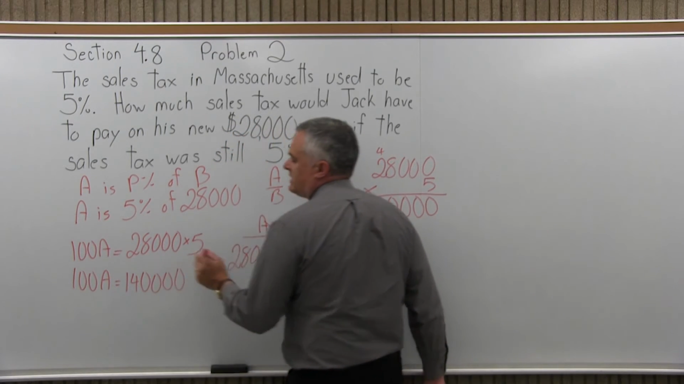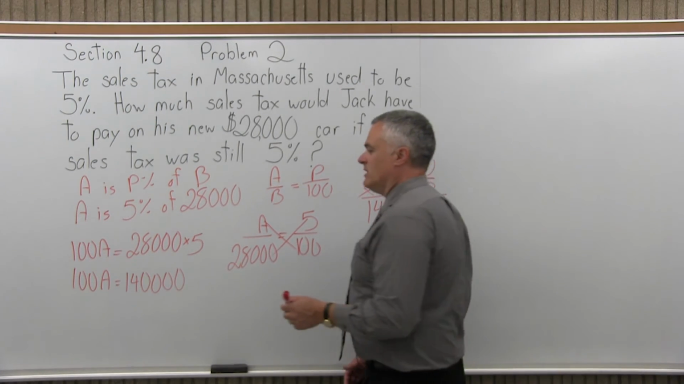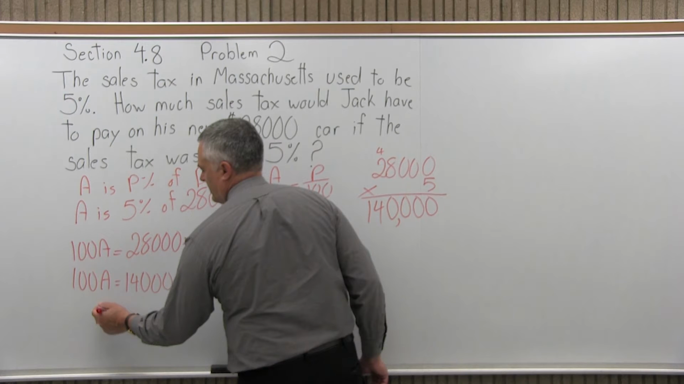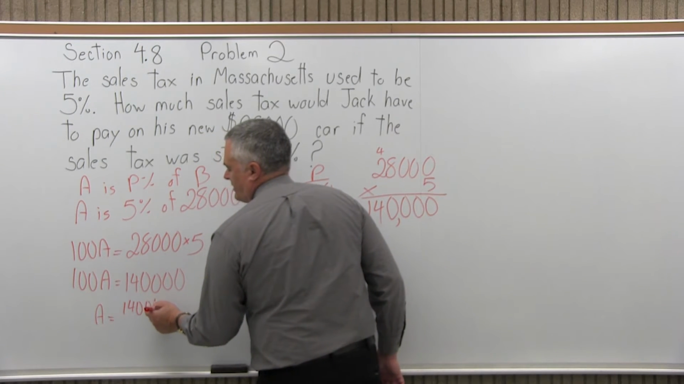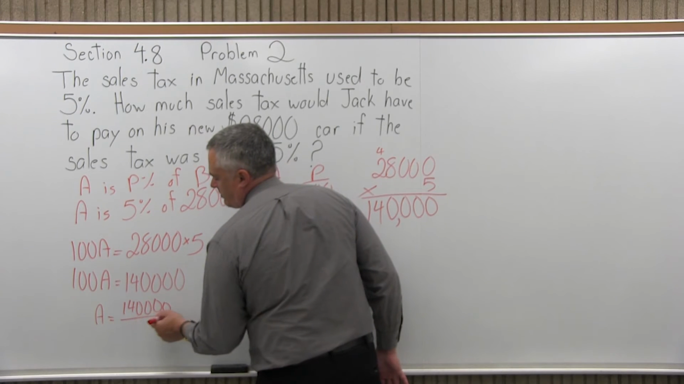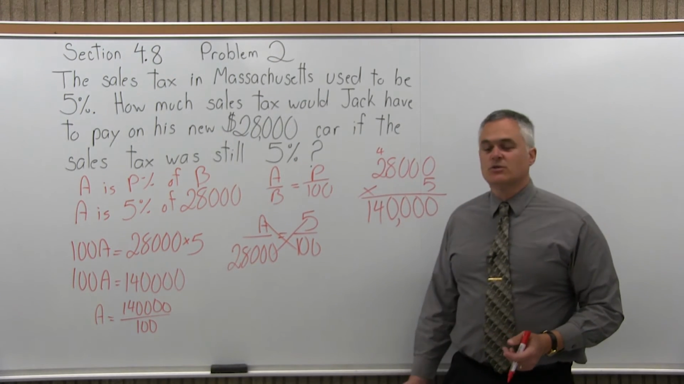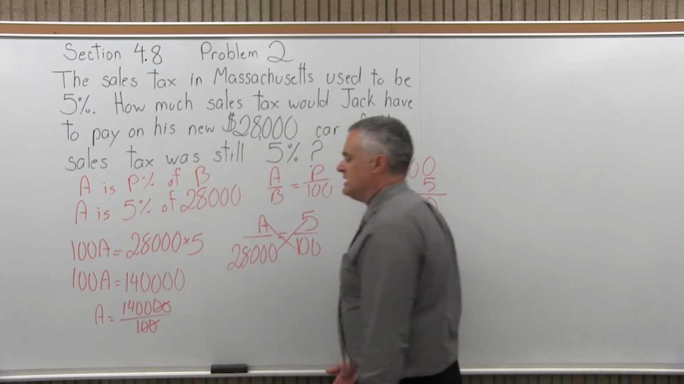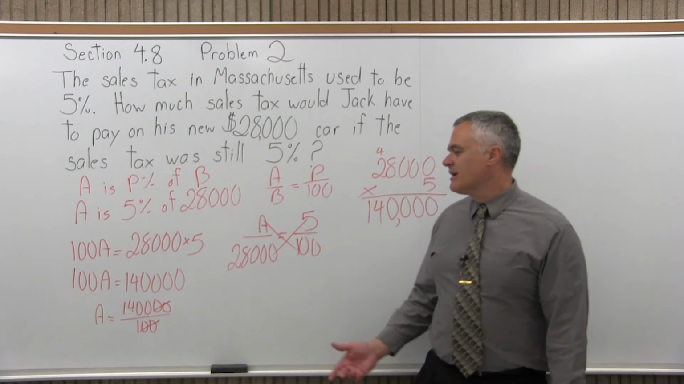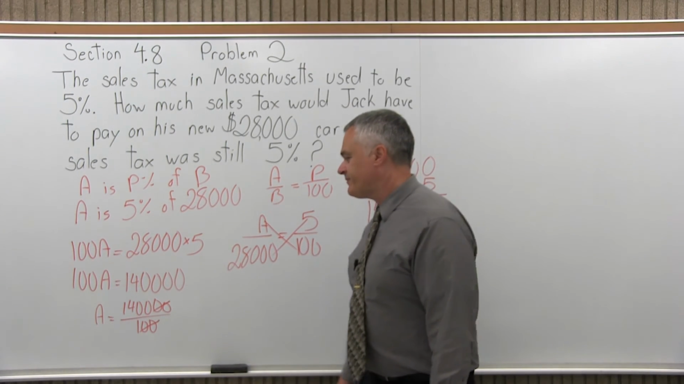Now again, I want to solve for A, not 100A, so I divide away the 100, whatever number is in front of the A. So that gives me A equals 140,000 over 100. And that's a very easy division. The two zeros in the 100 just basically cancel two of the zeros in the numerator. That's even easier than doing it on a calculator. Basically, I'm dividing 100 into the numerator and denominator evenly.